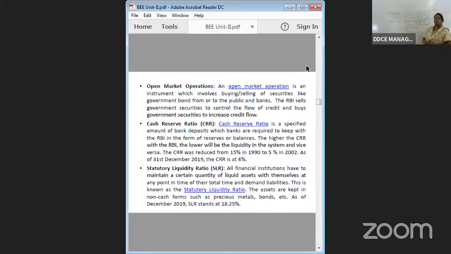Ma'am, can you repeat it again? How does the CRR version work? Should I repeat that? Yes, ma'am. Okay. So if the bank earning is very high, like today all commercial banks collaboratively earn something around 1000 crore rupees, which is 5 times more than the previous date.